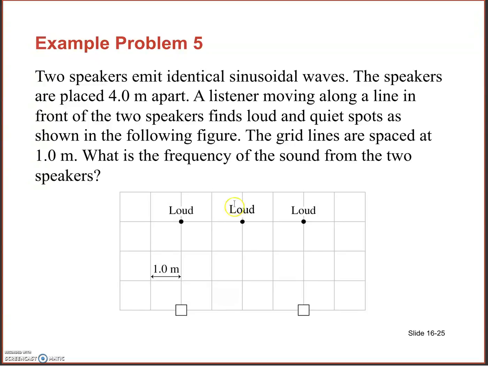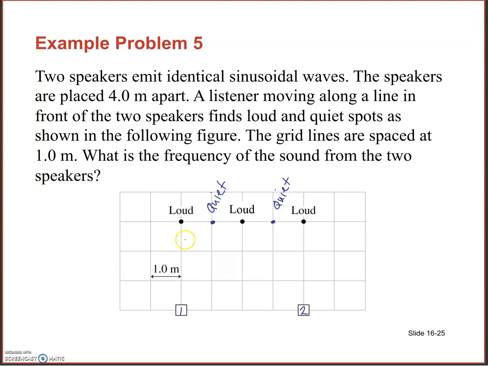Well, as we expect, right in the middle of the 2 speakers, right in the center, we get a loud spot because the 2 distances that the waves have to travel from speaker 1 and speaker 2 are equal. So we expect constructive interference here. Then there must be some region of destructive interference, or a quiet spot, quiet here and quiet here, in between the next 2 loud spots.